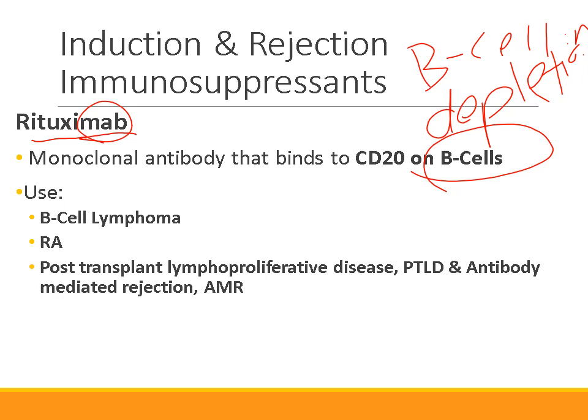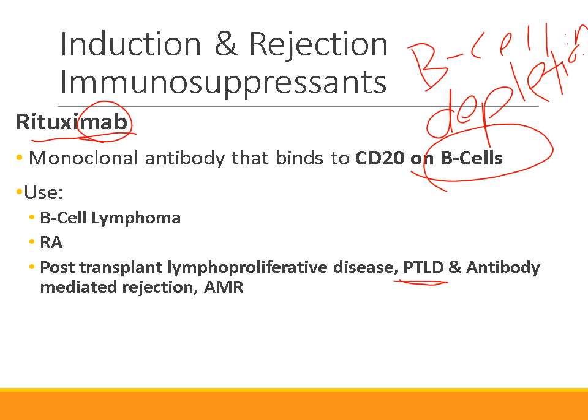Rituximab can be used in B-cell lymphoma. We see it in both Hodgkin's and non-Hodgkin's lymphoma. It can be used in RA, rheumatoid arthritis. We do also see it used in lupus. A lot of places. We can see it used in myasthenia gravis, and various other conditions. As far as transplant goes, it can be used for post-transplant lymphoproliferative disease.